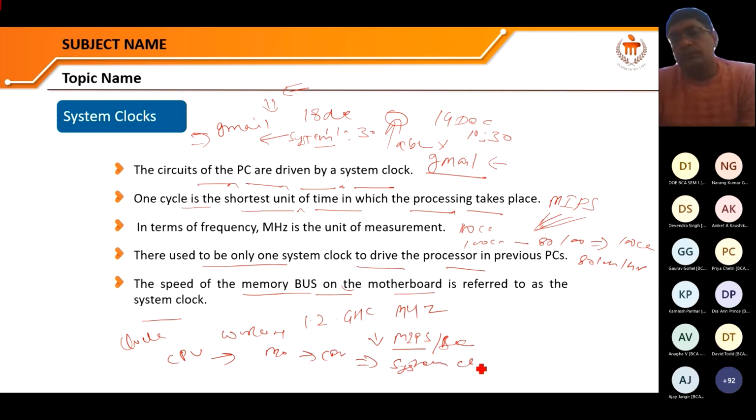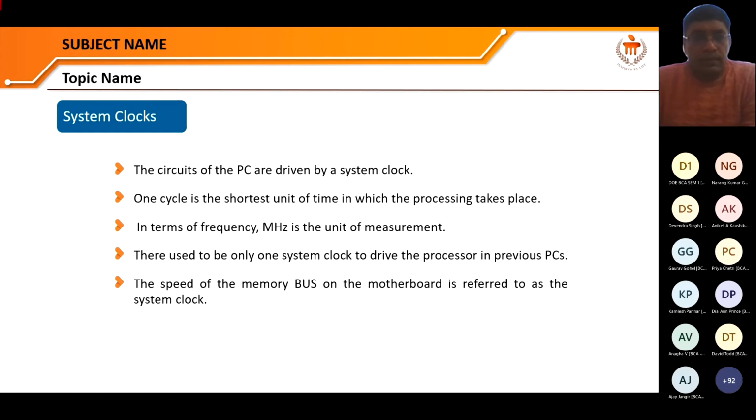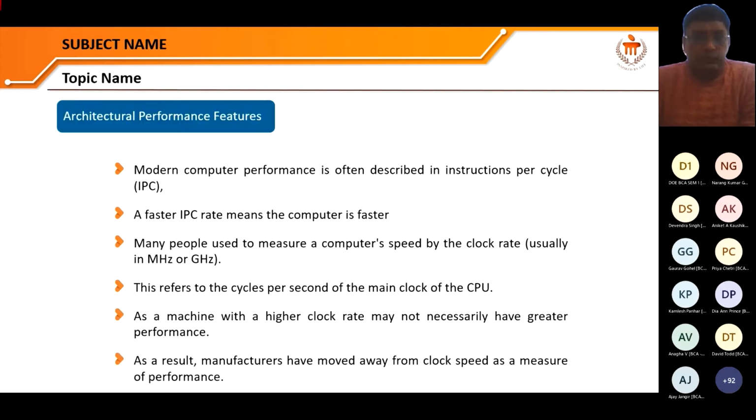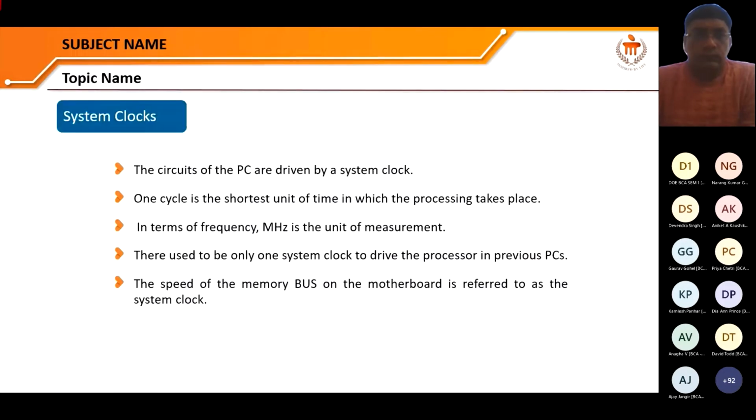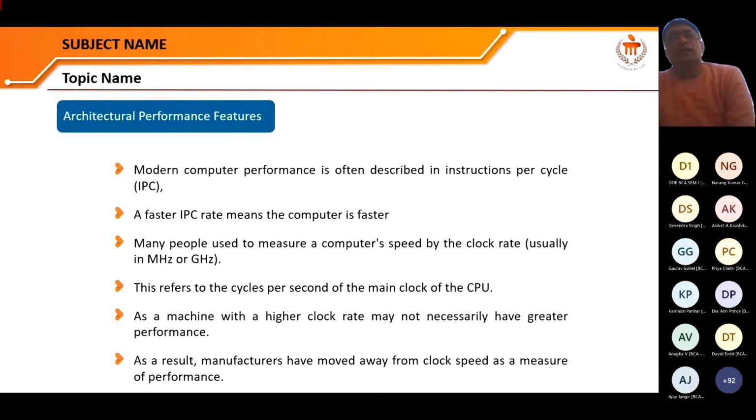Next one is architectural performance features. What are the architectural performance features? In a modern computer, performance is often described in instructions per cycle. How many instructions per cycle are calculated? So MIPS, million instructions per second. A faster IPC rate means the computer is faster.